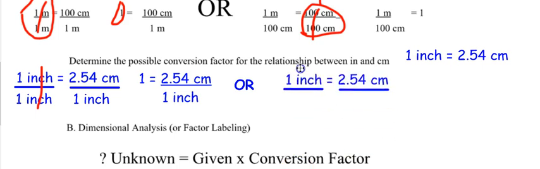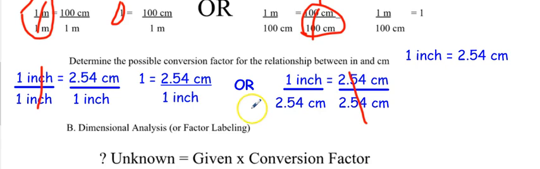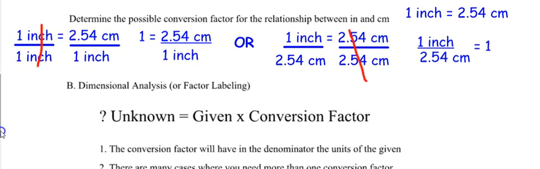But what else could I have done? Well, I'll start off with my original. Did I have to divide both sides by 1 inch? Not at all. I could also divide it by 2.54 centimeters. And now what happens to this side? That is equal to 1, isn't it? So I can get 1 inch divided by 2.54 centimeters is also equal to 1. So notice both of these terms here and here are equal to 1. So I can divide or multiply by 1 and I can still maintain that same value. So I'm going to use this for the idea of dimensional analysis.